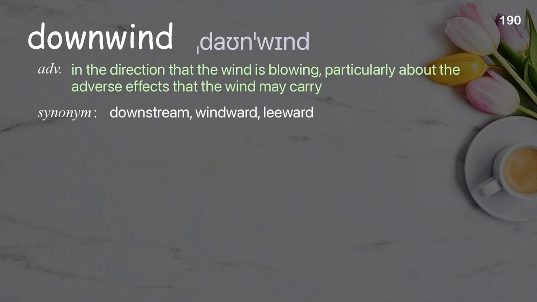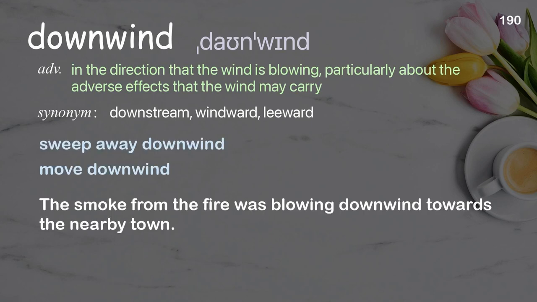Downwind. In the direction that the wind is blowing, particularly about the adverse effects that the wind may carry. Examples: sweep away downwind, move downwind. The smoke from the fire was blowing downwind towards the nearby town.